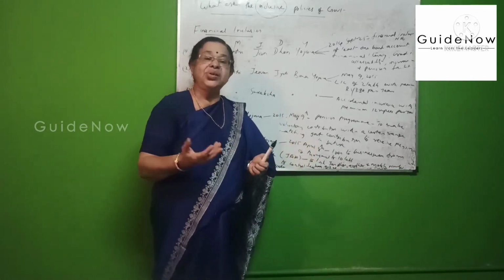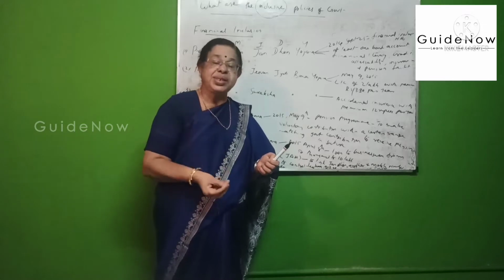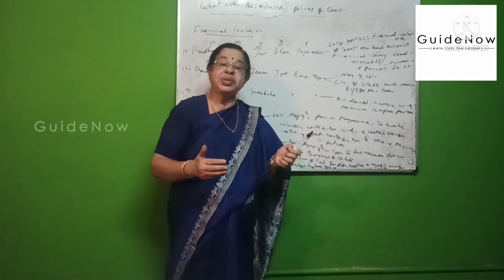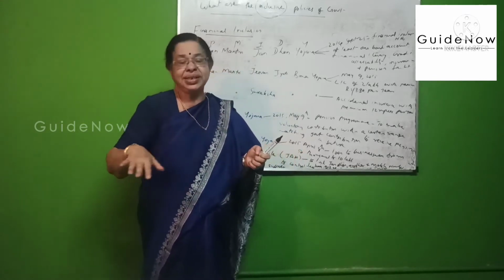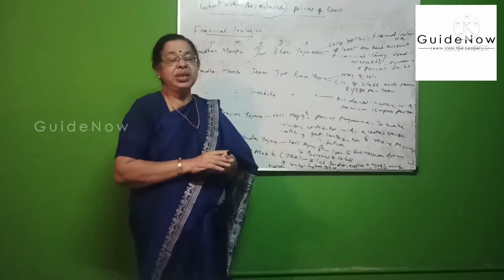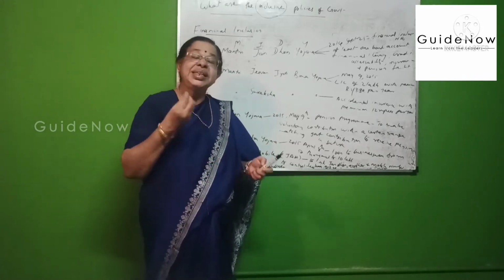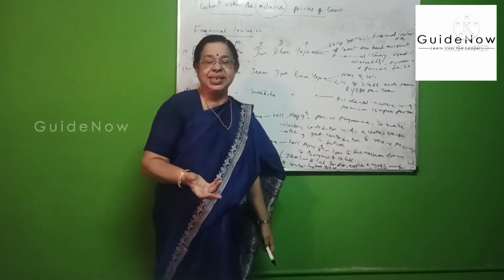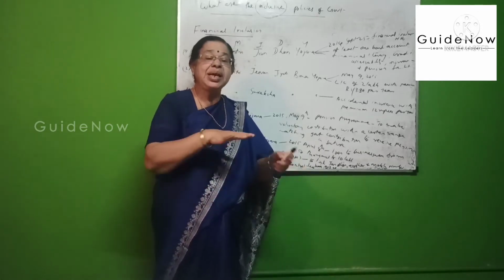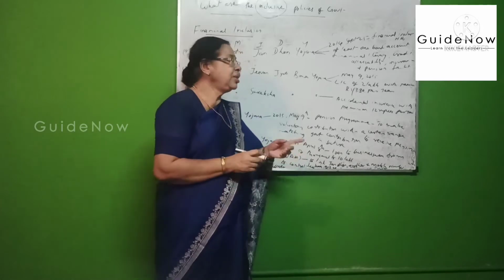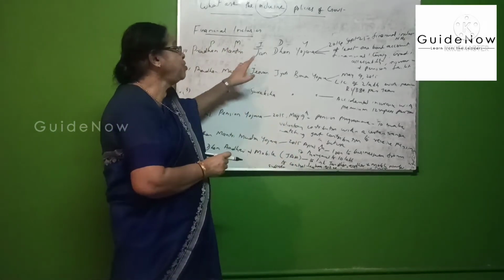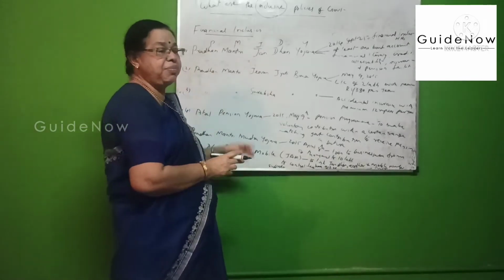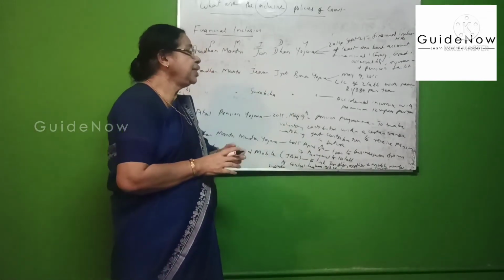Financial inclusion means financial inclusive policies taken by the government to solve problems related to financial services. In financial inclusion, many financial services or facilities are provided to individuals by introducing many schemes. The first scheme is known as Pradhan Mantri Jan Dhan Yojana, PMJDY.